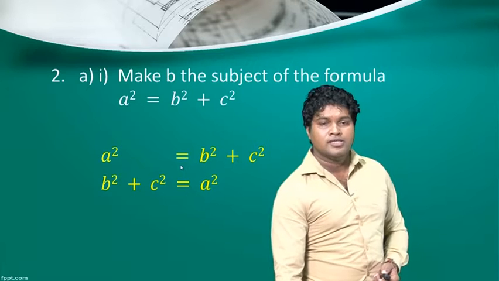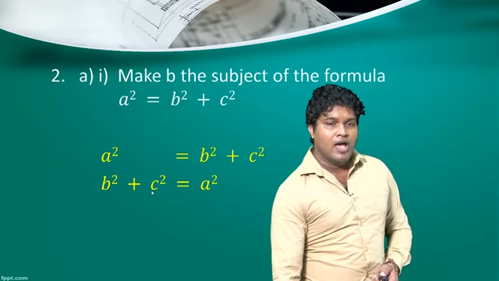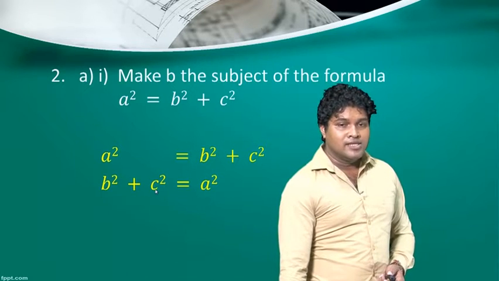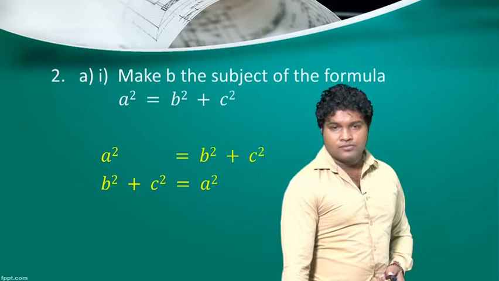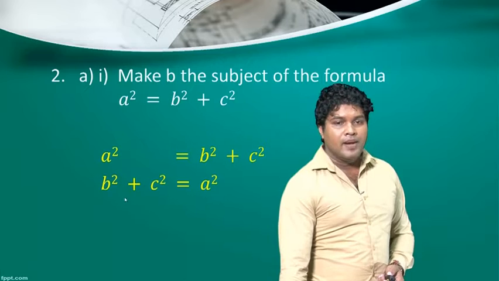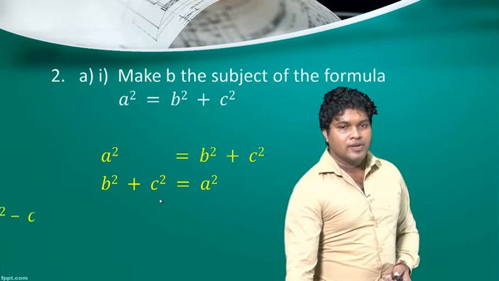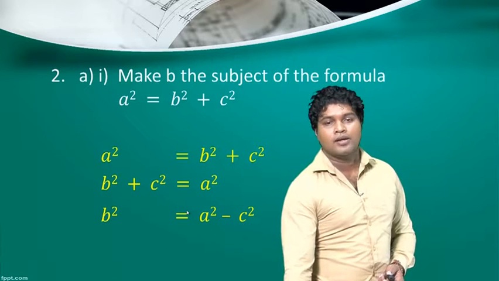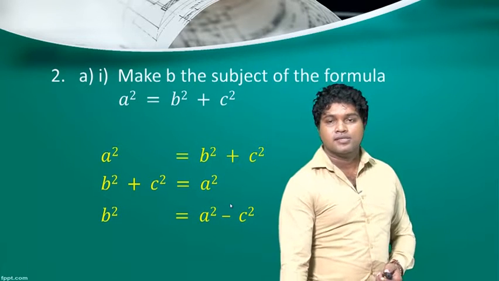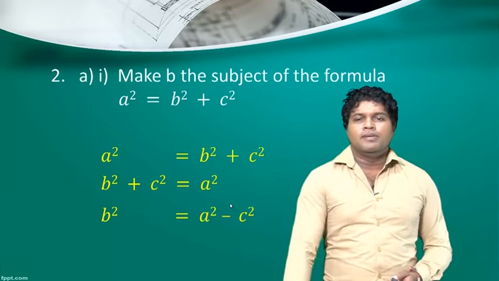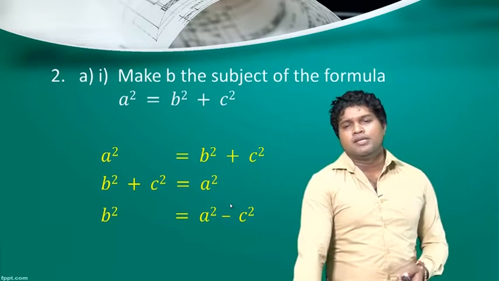I don't want this C squared. C squared is added to this B squared. Therefore, when I take this C squared to the other side, what will happen? Plus C squared will be minus C squared. Then that's what you have to write: B squared equals A squared minus C squared. And you have to make B the subject. To make B the subject is an easy case.